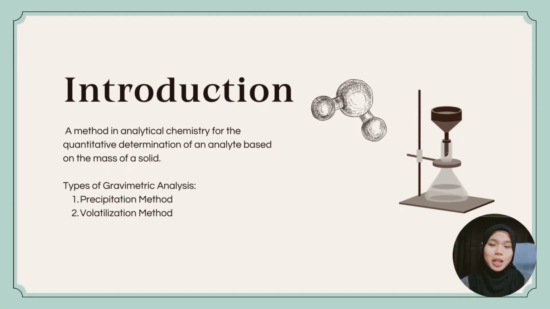Hi, my name is Anis Mila. I will introduce gravimetric analysis. Gravimetric analysis is a method in analytical chemistry for the quantitative determination of an analyte based on the mass of a solid. There are two types of gravimetric analysis. First is the precipitation method, second is the volatilization method. The precipitation method is an analytic technique that uses a precipitation reaction to separate ions from a solution. The volatilization method involves separating components of a mixture by heating or chemically decomposing the sample.